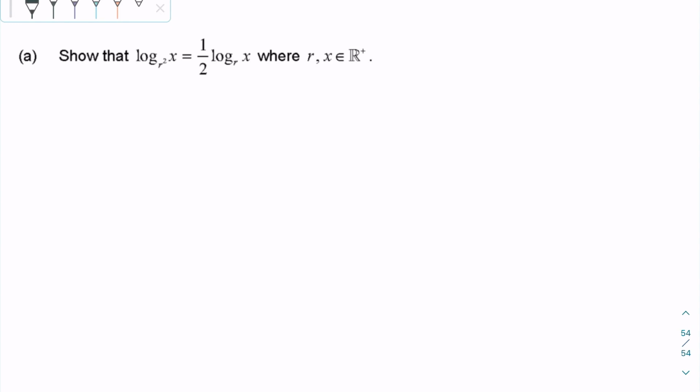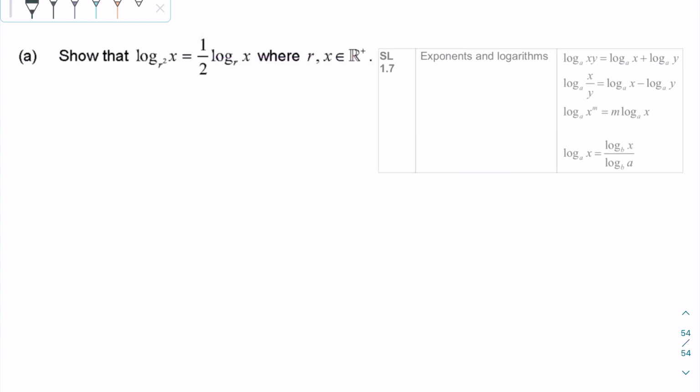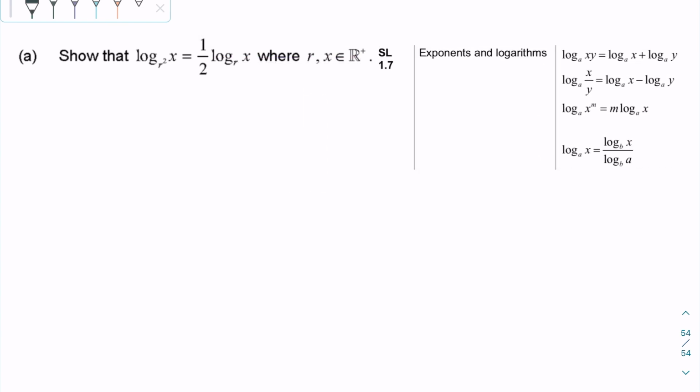Part A asks to show that log r squared x equals 1/2 log rx. It will be helpful in this situation to have the log and exponent properties from the formula booklet. In this case, we're trying to rewrite a log in terms of a different base. This means we can use the last property from the formula booklet.